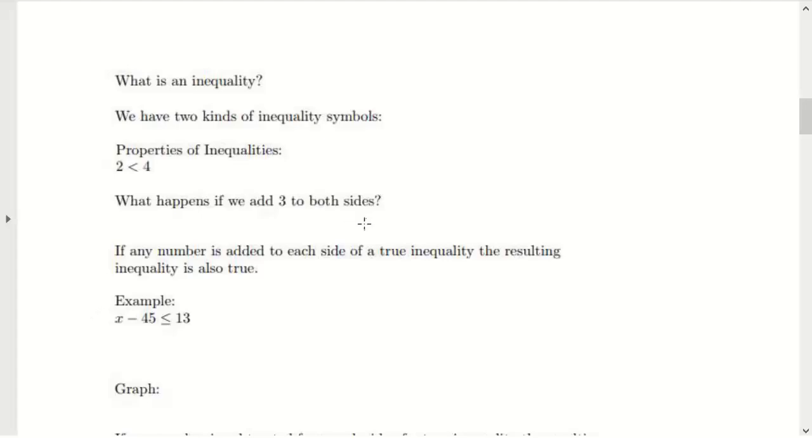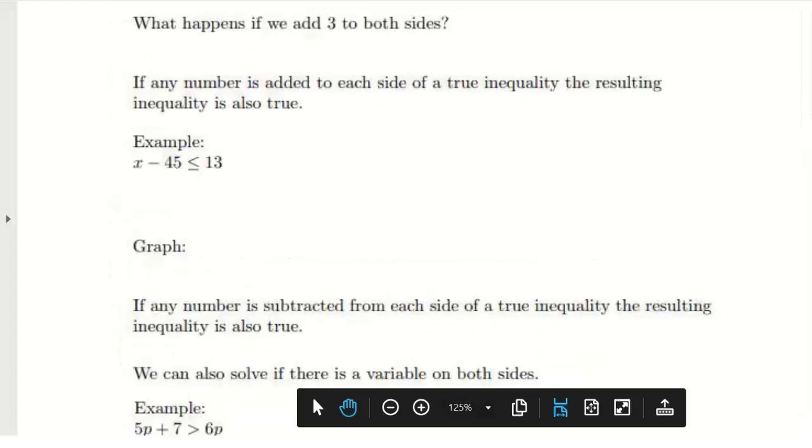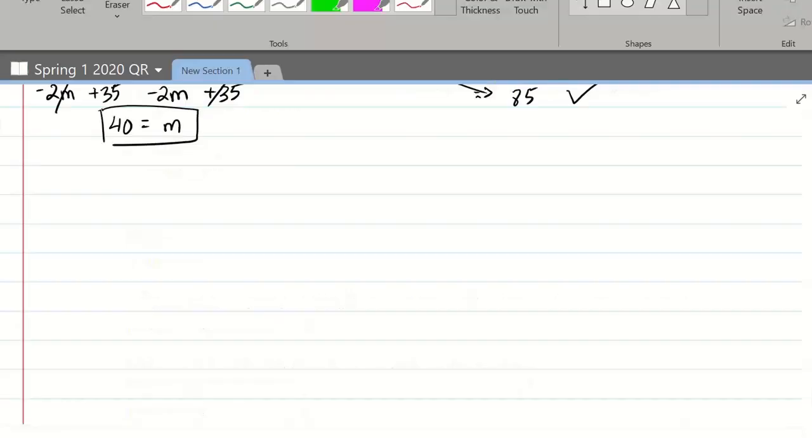What happens if you add 3 on both sides, right? 2 plus 3 is 5, 4 plus 3 is 7, 5 is still less than 7, right? The inequality holds, right? If any number is added to each side of a true inequality, the resulting inequality is also true, right? And let's do some examples of that before we get into the longer ones. Again, I'm sure you guys have seen inequalities before.